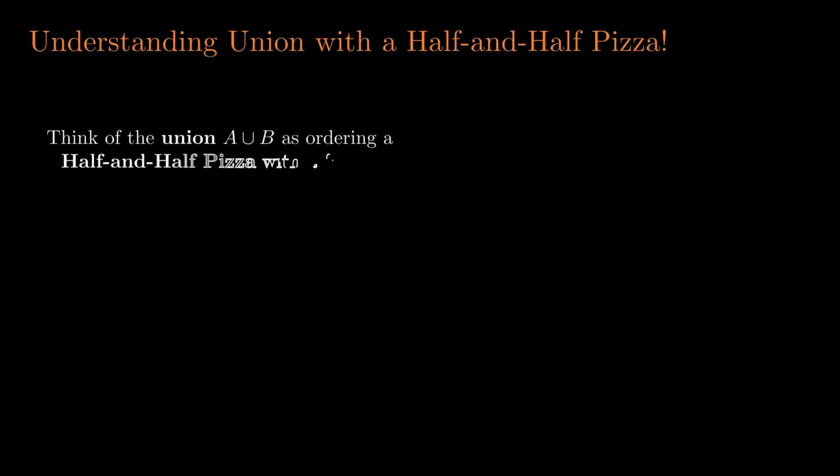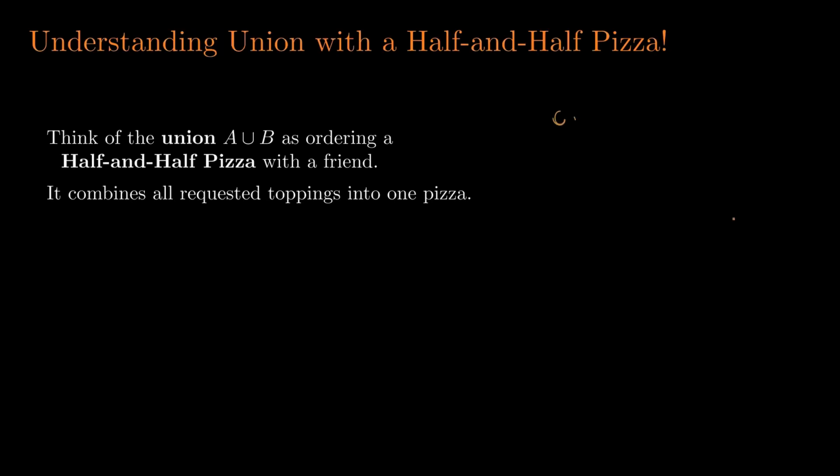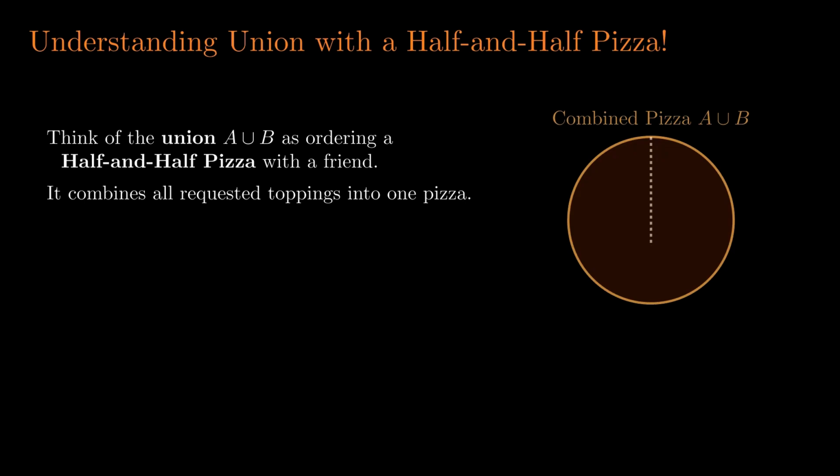To understand a union, let's imagine ordering a half and half pizza with a friend. Set A is your favorite toppings and set B is your friend's toppings. The union is the final pizza containing all requested toppings combined.